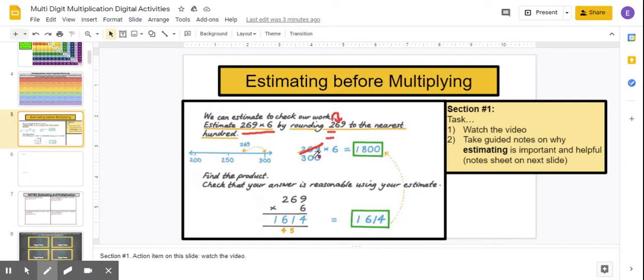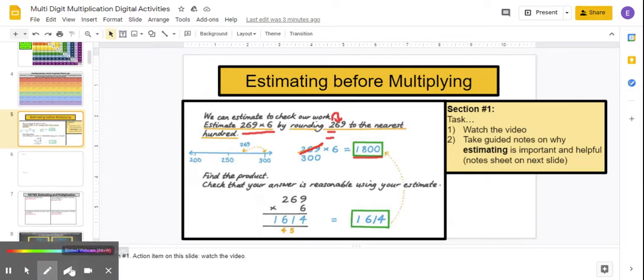Well, I'm going to find my basic fact first. So I'm going to cover up those zeros and just say, oh, well, I know 3 times 6 is 18. And then I can pull back and add 2 zeros to make it 300. 6 times 300 is 1800 with 2 zeros.